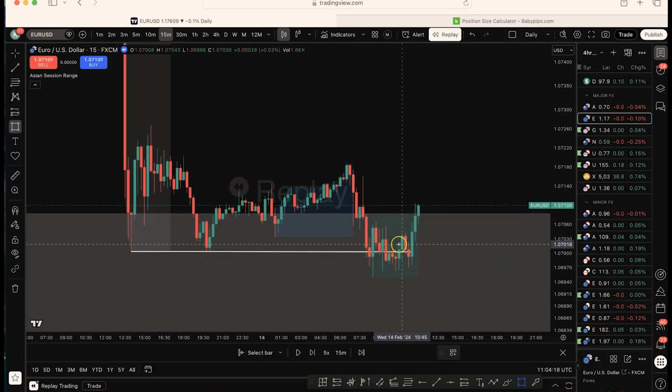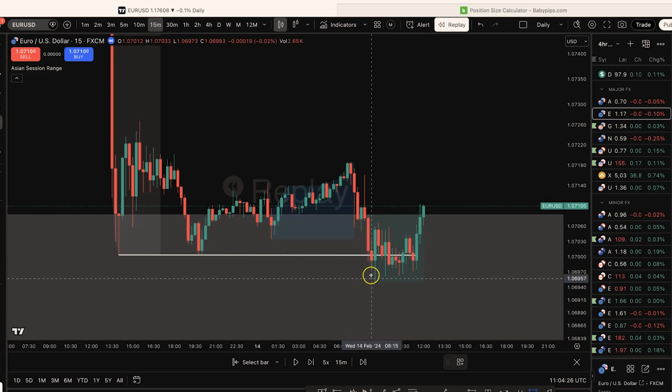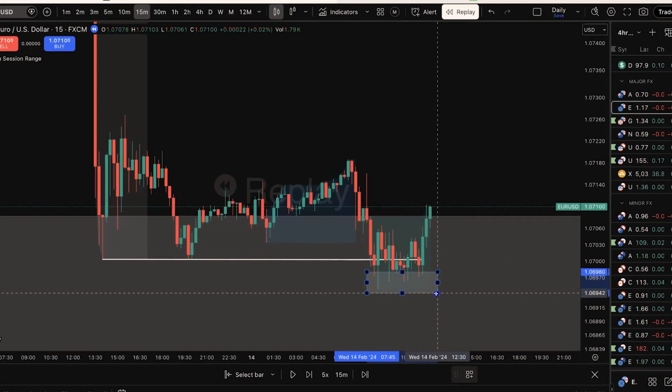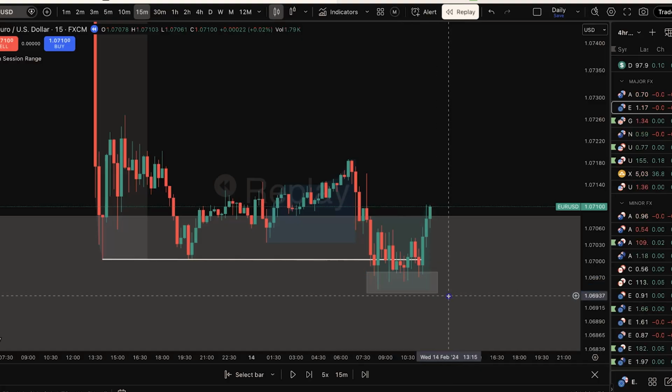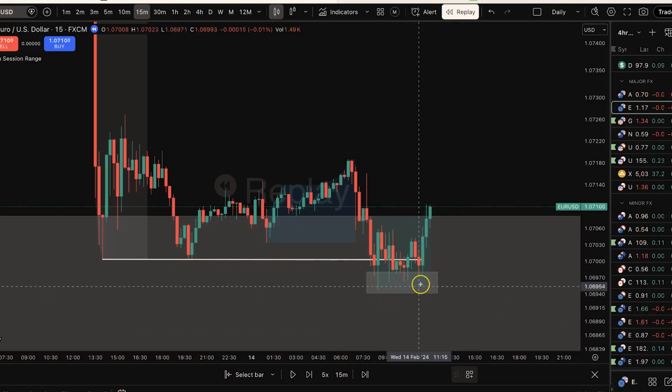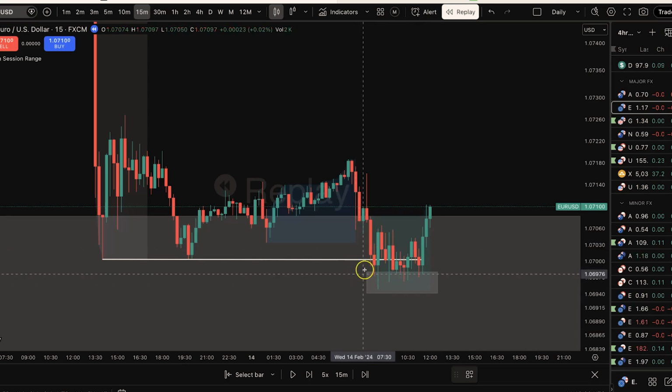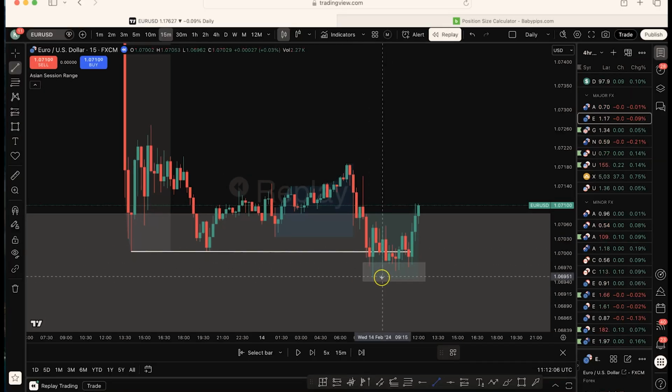So here we have seen the market sweep this low. We've seen many bullish rejections coming in. Bullish rejections indicated by this collection of wicks. Wicks show rejected prices. So what we're seeing here is equal lows being swept. And then we're seeing the market pushing back up.